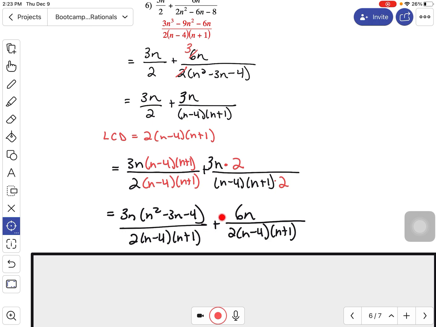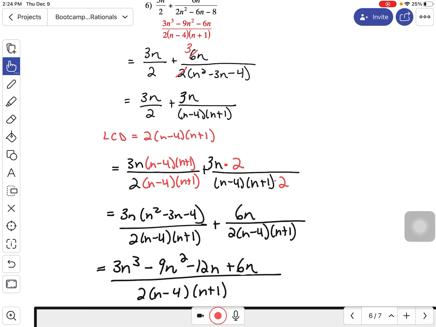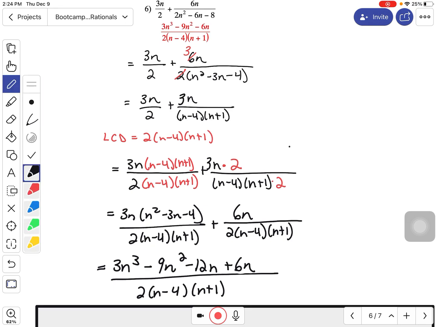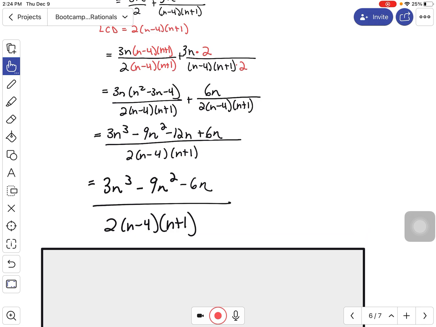Almost done. I can't quite add yet because I don't have like terms. I still have 2 factors in that first numerator, so I'm going to go ahead and distribute the 3n in. And that'll get me a good-looking numerator there. So I end up having as my numerator 3n to the third minus 9n squared minus 12n plus 6n, and then -12n and 6n are like terms. So that's awesome because I can combine those, leaving behind my final answer.